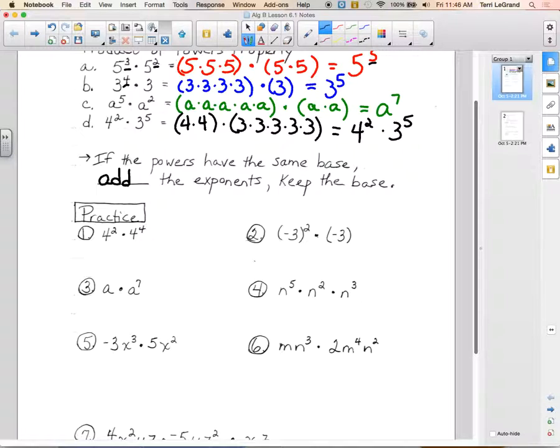4 plus, remember we said this is an invisible 1, 4 plus 1 is 5. And that's what we got. And we kept the base 3. 5 plus 2 is 7, and that's what we got. And we kept the base A.